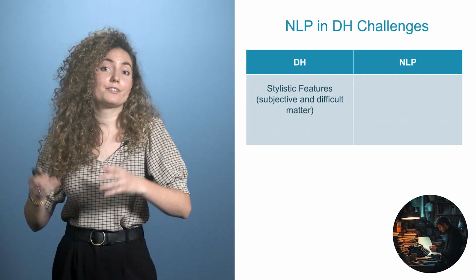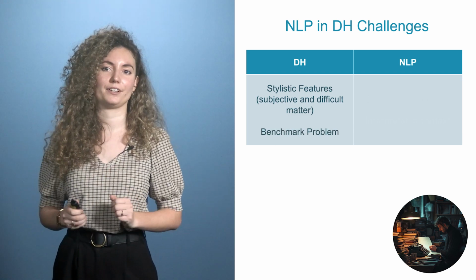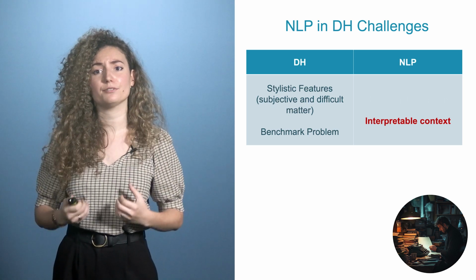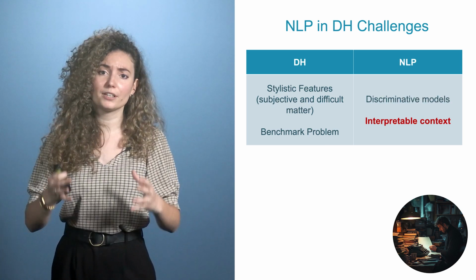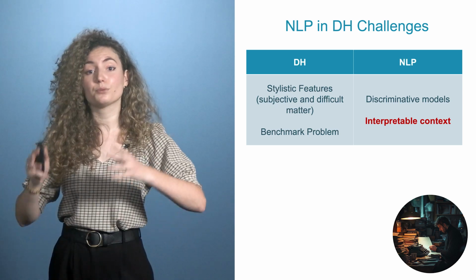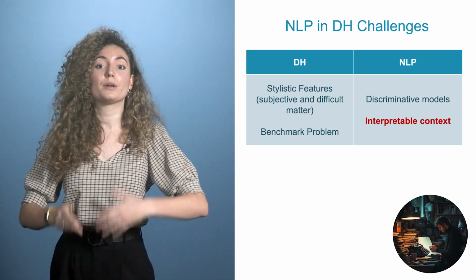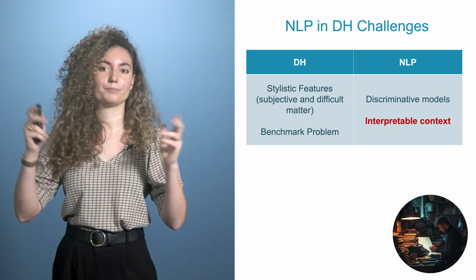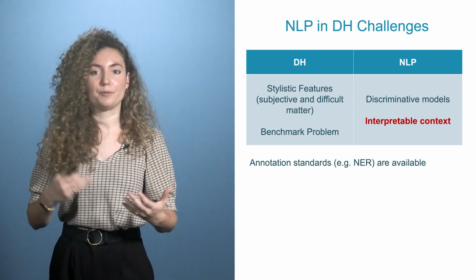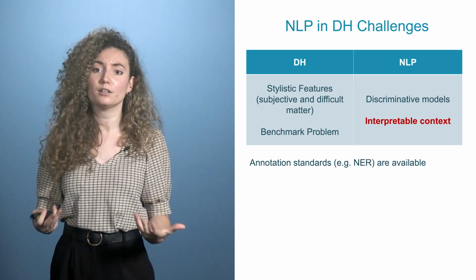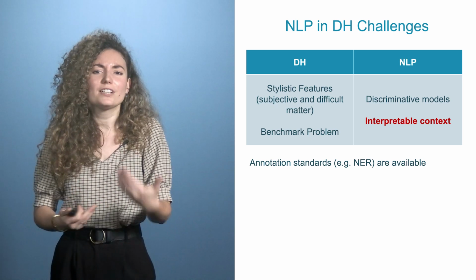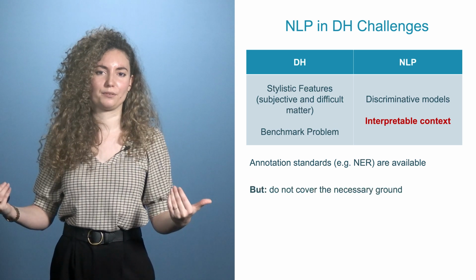This brings us to the benchmark problem in literary studies. The highly interpretable context makes it extraordinarily difficult to make it fit to the discriminative approaches in natural language processing, and consequently to create benchmark datasets to represent the literary domain. In modern NLP, annotation standards for, say, named entity recognition are usually available, and while they can be applied to NLP in DH, they usually do not cover the necessary ground.